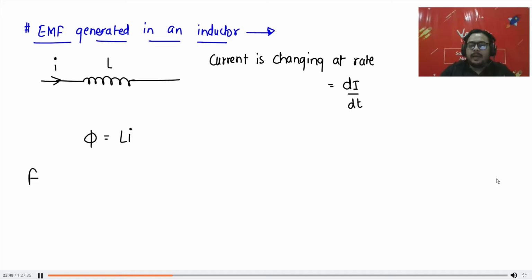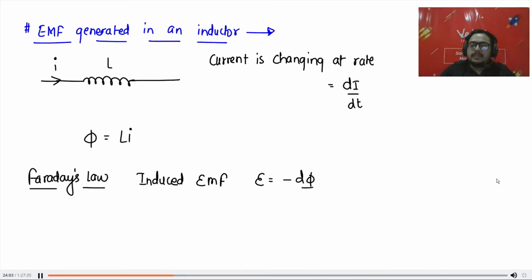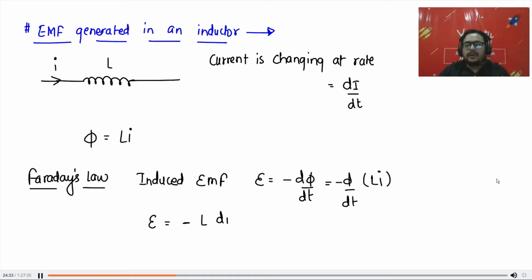Phi is equal to Li. And as per Faraday's law, what is the induced EMF? Can you tell me? Yes, it is minus d phi by dt. So I can write minus d by dt of phi, and the value of phi is Li. Now L is constant, as I just told you. L is a constant for a coil, so it can come out of the differentiation, and the EMF you are going to get is minus L di by dt. This is the formula that you should remember.